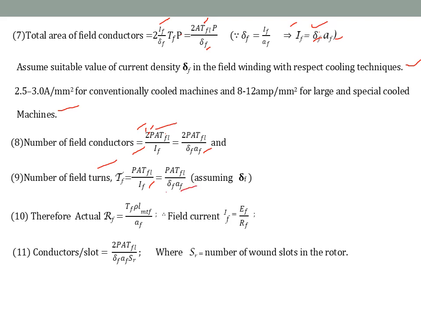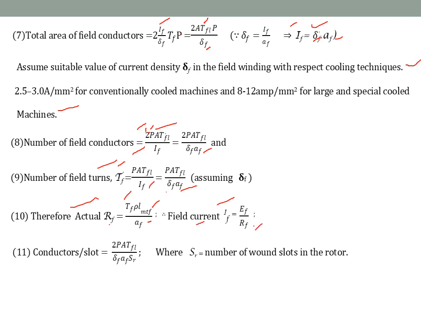Once you get TF, you can find out the actual value of RF. RF is equal to TF into rho LMTF divided by AF. Substitute TF here. Again, a revised value of field current IF can be found out. The actual value of field current is EF by RF. Whatever RF you are getting, you substitute here, and you get the field current.